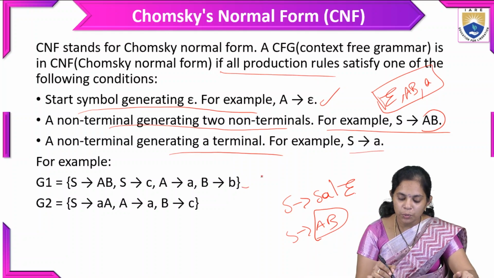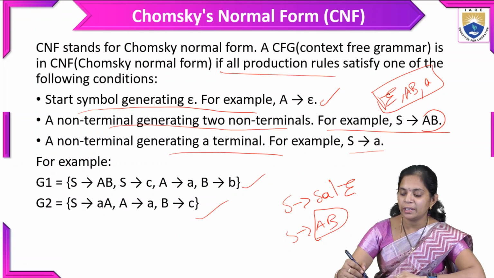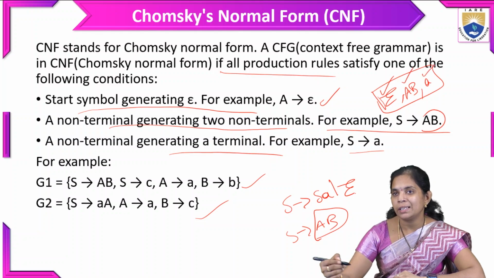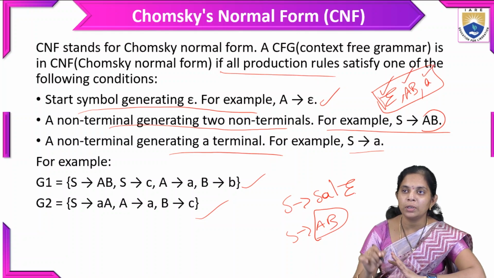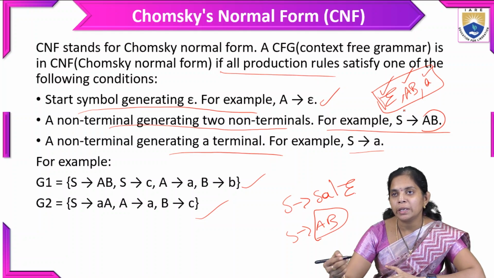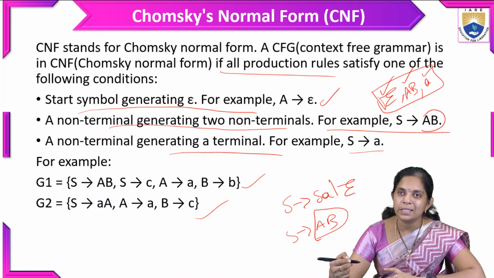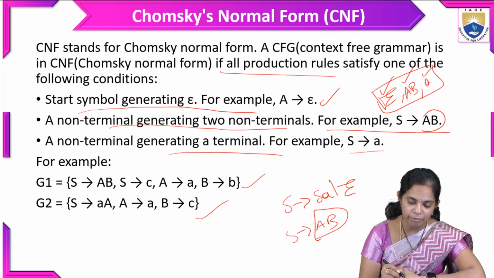And here are two grammars. In these, we will check whether one of these three conditions, either epsilon, two non-terminals, or a single terminal, is satisfied. Only then can we say that the grammar is in the CNF, Chomsky normal form.